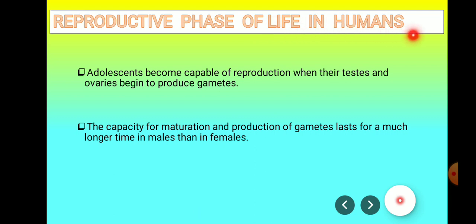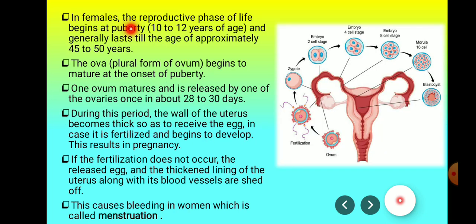Reproductive phase of life in humans. Adolescents become capable of reproduction when the testes and ovaries begin to produce gametes. The capacity for maturation and production of gametes lasts for a much longer time in males than in females. In females, the reproductive phase of life begins at puberty and generally lasts till the age of approximately 45 to 50 years. The ova begin to mature at the onset of puberty.